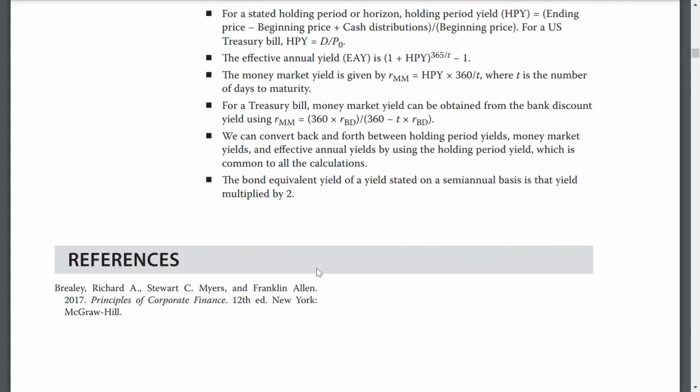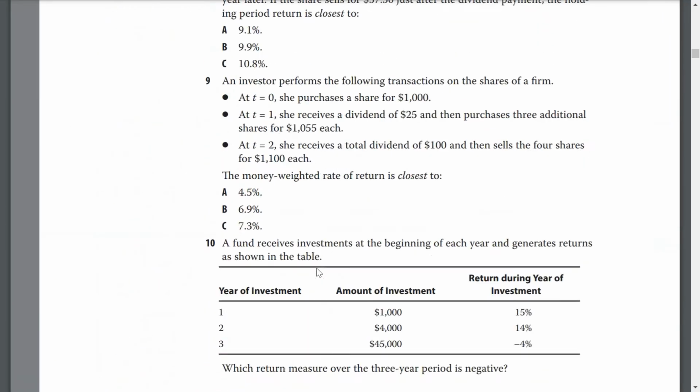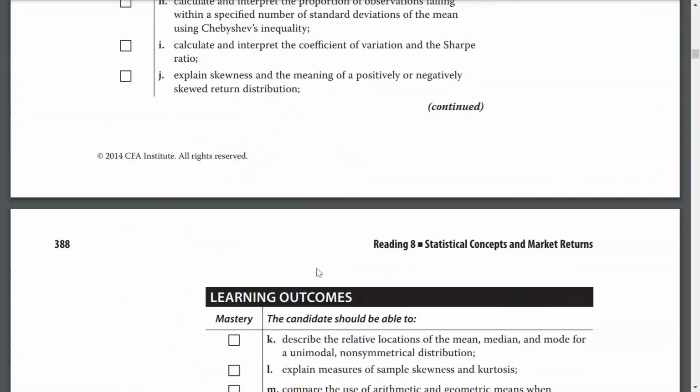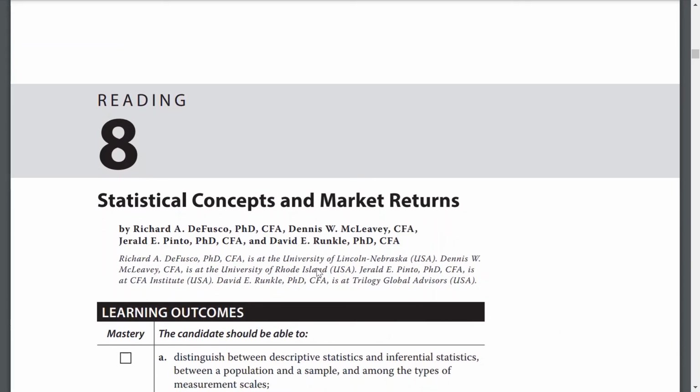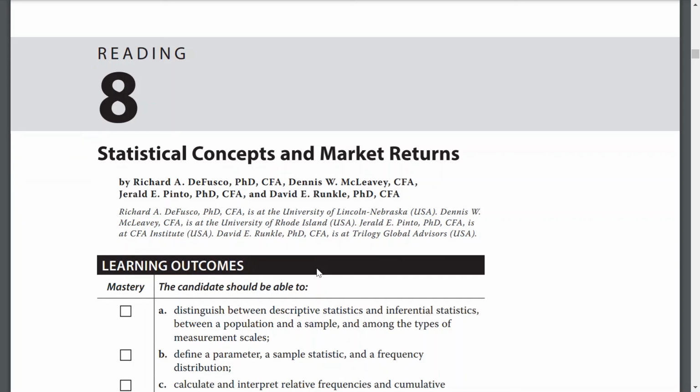So here are the references, here are the practice problems. I'll do separate videos for practice problems and solutions. Next, we have statistical concepts and market returns. That's reading 8. We're going to continue reading 8 in our next video.